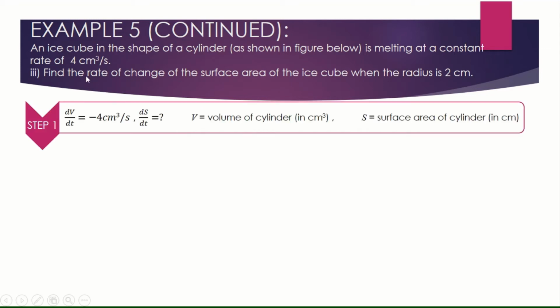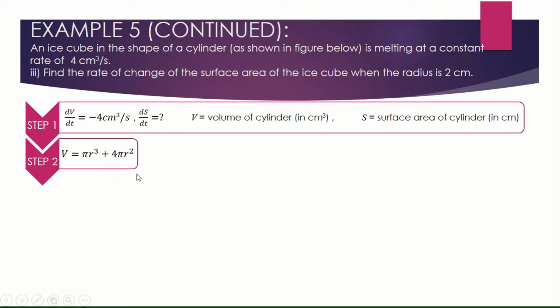Alright, so if you look here, dV over dt is negative because it is melting. The volume is decreased. We want to find dS over dt. We must have a formula that relates V and S, but we don't have that. We only have V in terms of r, so we just use this one.